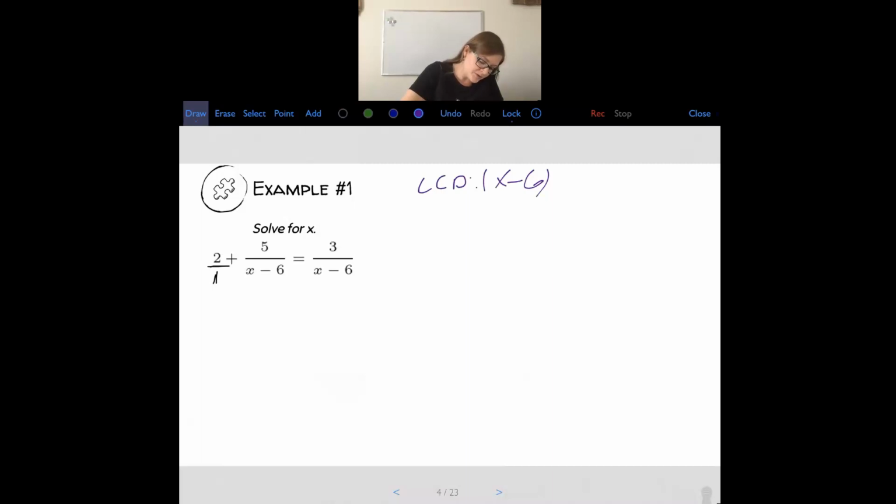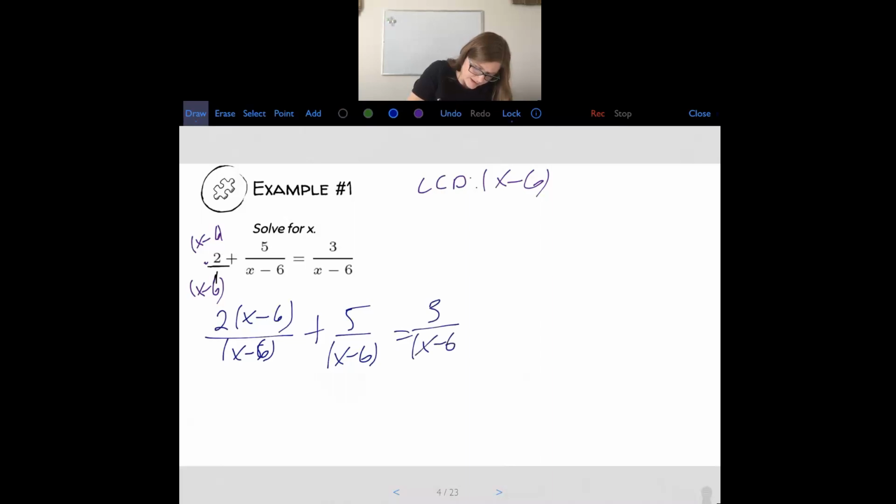Okay. So we're going to multiply the first fraction by x minus 6 over x minus 6. This is going to give us 2 times x minus 6, and notice I put it in parentheses because the x and the negative 6 are both going to be multiplied by 2. This is over x minus 6 plus 5 over x minus 6 equals 3 over x minus 6. At this point, our denominators would cross off, or we let them go. Again, that's by multiplying everything by x minus 6, and they'll cancel. And now I'm going to distribute. So we have 2x minus 12 plus 5 is equal to 3.